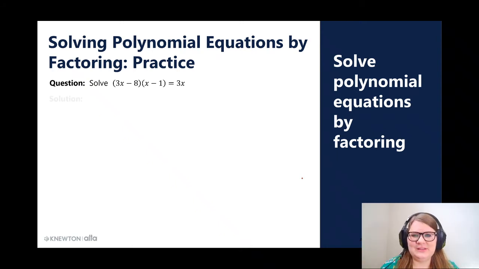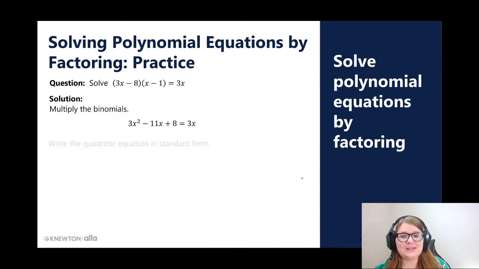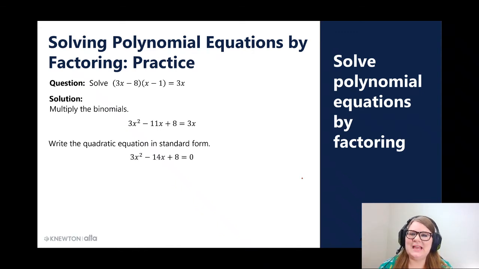So what I'm going to do in this case is I'm actually going to start by multiplying out the left side. So 3x minus 8 times x minus 1, when you FOIL and you combine like terms, it becomes 3x squared minus 11x plus 8. Now I can subtract the 3x over, and it becomes 3x squared minus 14x plus 8 equals 0. And so that is in my standard form. So I have something where it's written like ax squared plus bx plus c equals 0. I can continue by factoring.